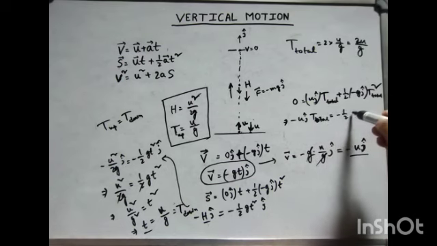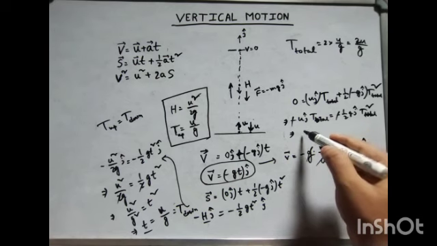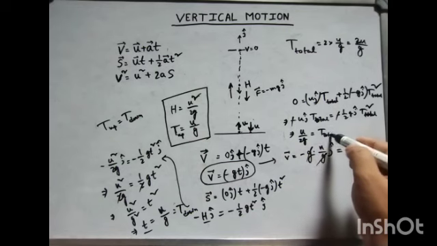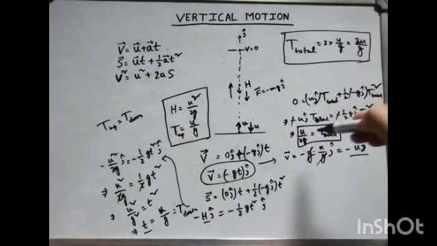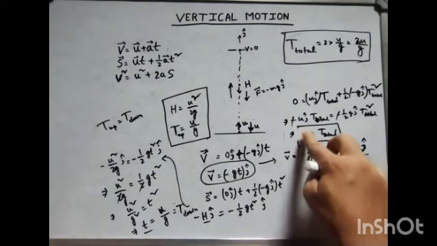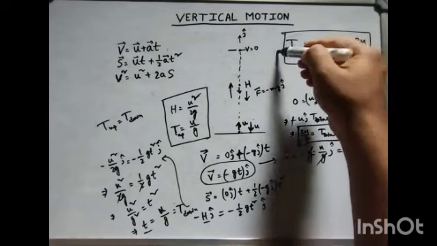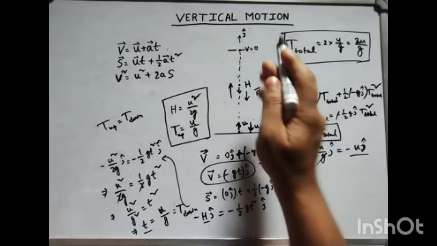So this will be your minus u j cap t total equal to minus half g j cap t total square. Minus minus will be cut out, so t total square over t total will be t total, so it will be u by 2g equal to t total. Sorry, it's not u by 2g, it will be 2u by g, and it's the same as what you found individually.